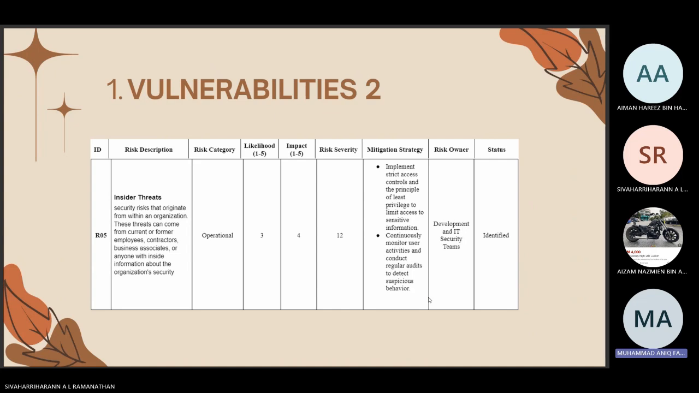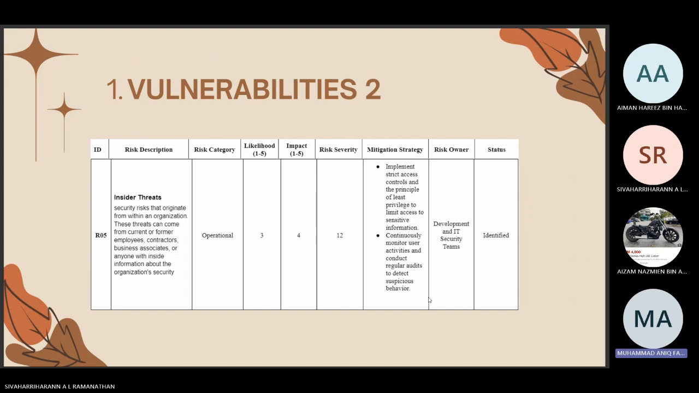Insider threat. The security risks originating from within the organization, including current or former employee, contractor, or associate who may misuse their inside information. So the risk category is operational, indicating involved procedures and practices, with likelihood of 3 and impact of 4. The risk severity is 12, representing a moderate to high risk.